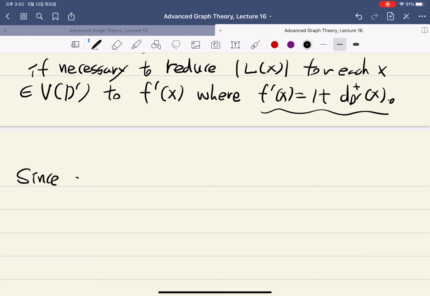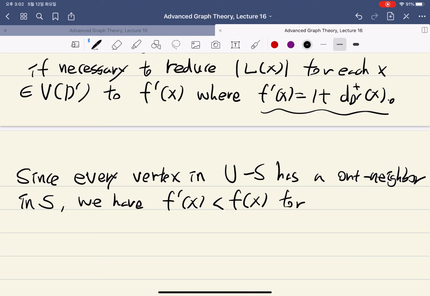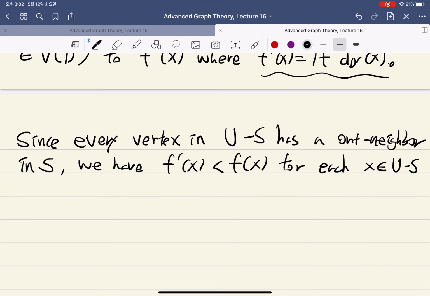And since every vertex in, say, U minus S has an out-neighbor in S, that's the definition of kernel, we have this f prime x is strictly smaller than f x for all vertices in U minus S.